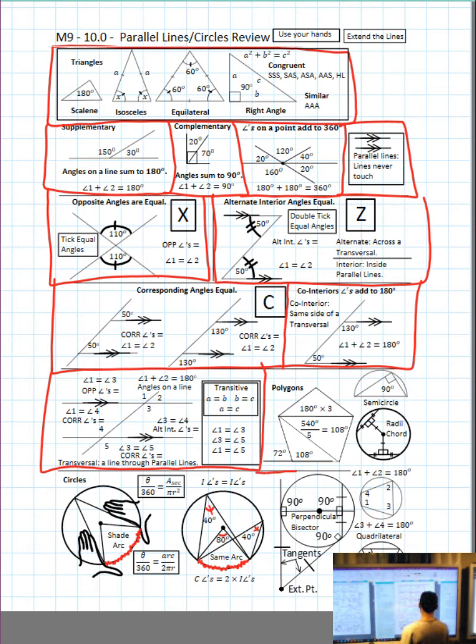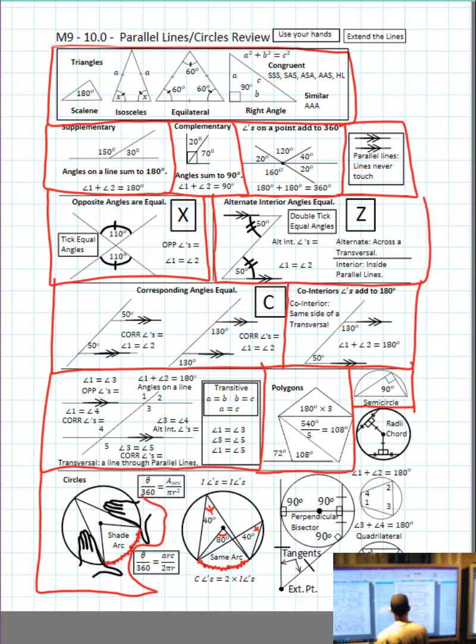Off to the right, we have our polygon rule about dividing the polygon into triangles. Further off to the right, we have the semicircle rule. Angles inscribed in a semicircle are 90 degrees. Let's go bottom left. So remember how to identify the arc and shade the arc.